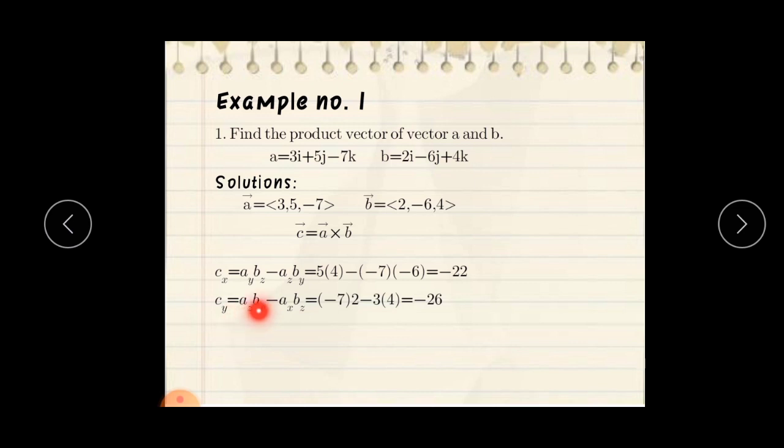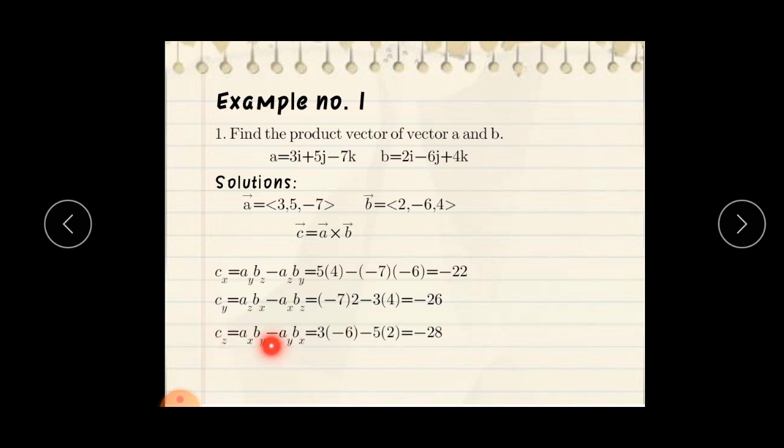And C sub y is equal to A sub z times B sub x minus A sub x times B sub z. The value of A sub z is negative 7 times the value of B sub x, 2, minus the value of A sub x, 3, times the value of B sub z, 4. So negative 7 times 2 minus 3 times 4 is equal to negative 26. So that is the C sub y.